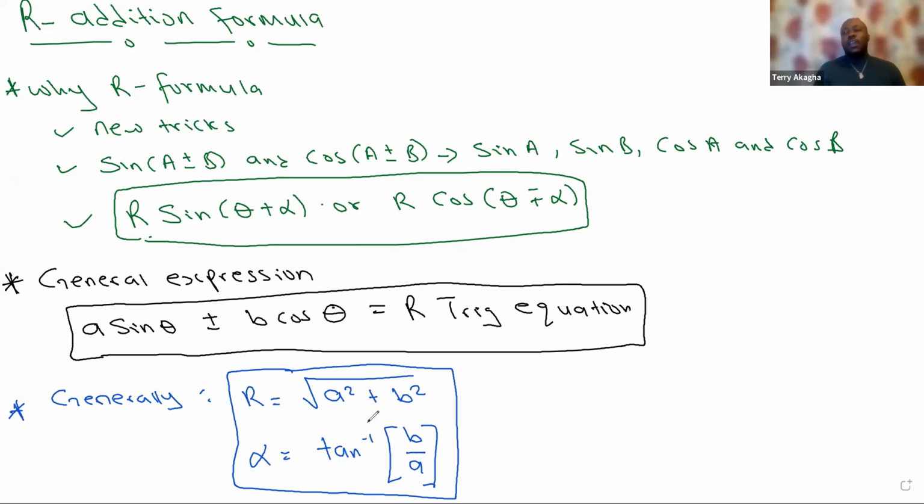And generally, to get the R is equal to the square root of A squared plus B squared, and alpha is the tan inverse of B over A. So how do we solve this? Now I'm going to write the 5 rules of solving R addition formulas, and you can just keep this in mind while solving.